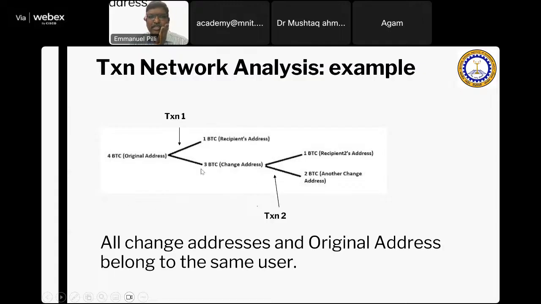So the transaction analysis already mentioned, transaction output. So for one recipient transactions, you change the address. So this address and this address are actually the same. From Bitcoin, again, you get the recipient's address, another change address, you get a second recipient address. So each time the different recipients are moved. So all change addresses and original addresses belong to the same owner.